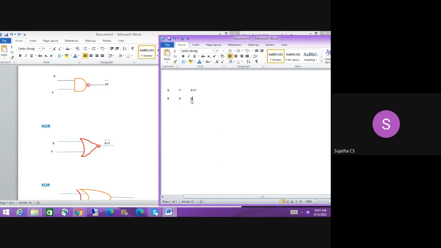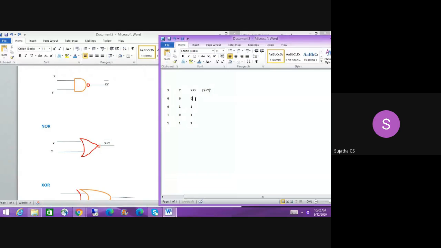0 and 1, what you will get? 1. 1 and 0, what you will get? 1. 1 and 1, you will get 1. So this is just a simple OR gate. Now we want to calculate for NOR gate. NOR gate means it is an inverted OR gate. So take a complement of it, x plus y whole bar.